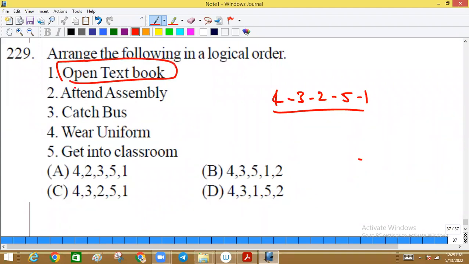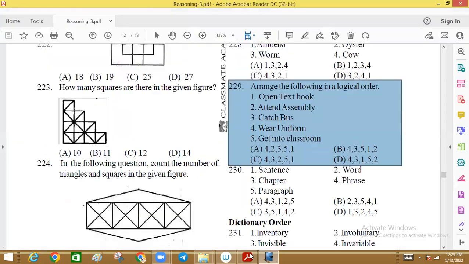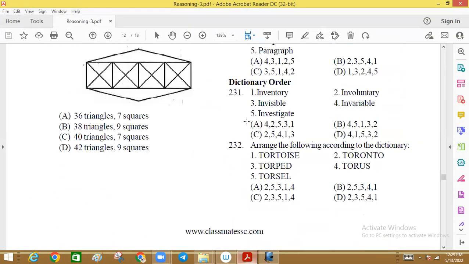It doesn't matter whether you are in uniform, on the bus, in the assembly, or anywhere. Just anyway, this is how you try to arrange these words and letters. Again, not that much difficult. Maximum you can answer.